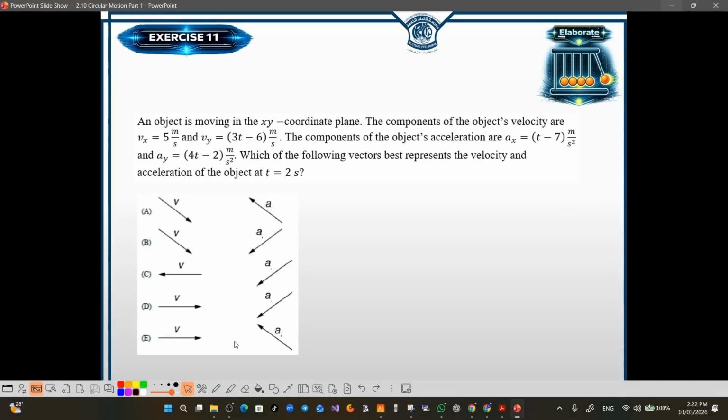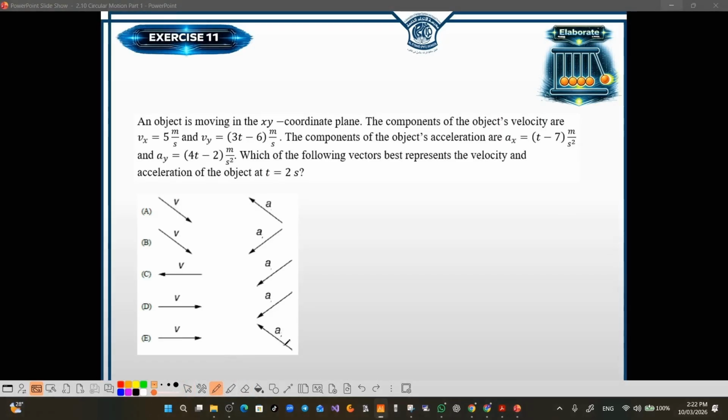Now, an object is moving in the xy coordinate. The components of the object velocity are Vx, given by this time equation, and Vy, given by this time equation, as well as the acceleration equations. Which of the following vectors best represent the velocity and acceleration at time 2? We just need to put the time inside. For the first one, the Vx is 5 meters per second, directed in this way. This is the Vx. We just need the Vy to complete the picture.